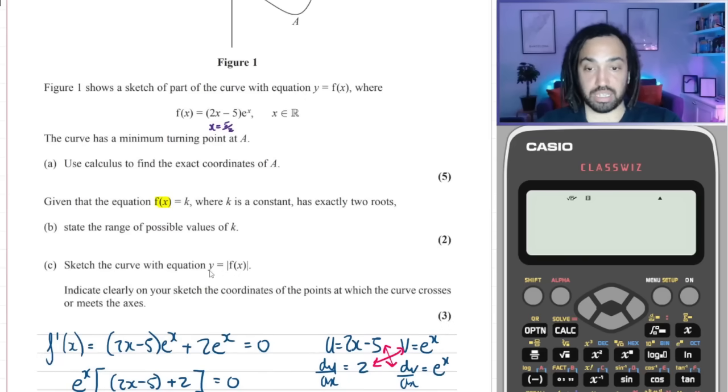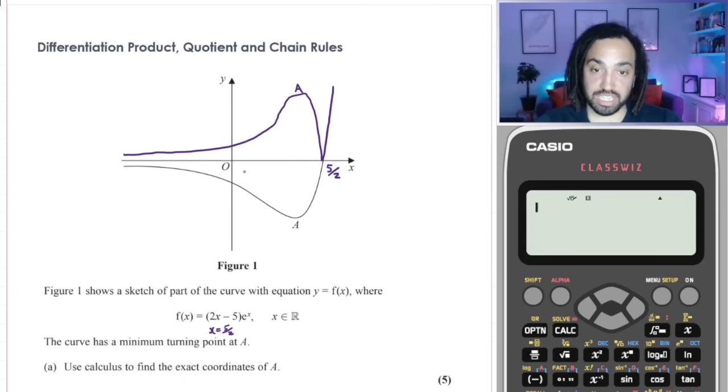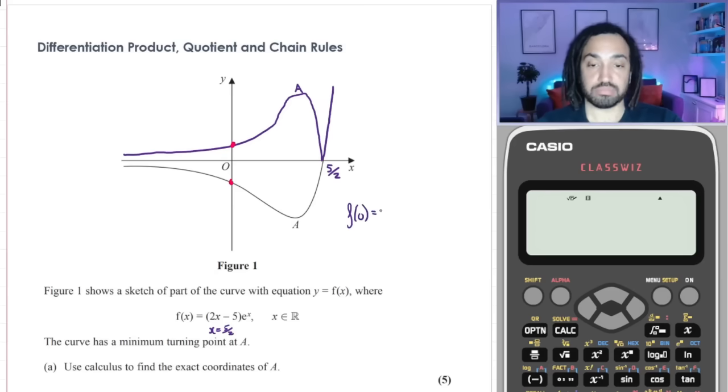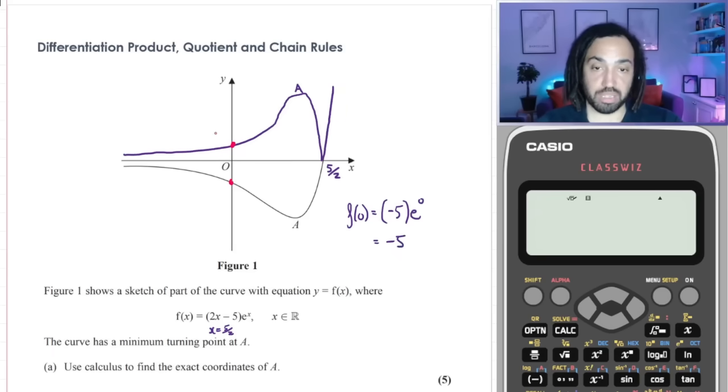Yeah, okay. So we need to find what this value is here, and then that will be the reflection of that one. So that is where x equals 0. So let's sub x equals 0 into the original function. So f of 0 is going to give us minus 5 in the brackets, and then e to the 0. So that is just minus 5. So therefore, over here, this is going to be plus 5.